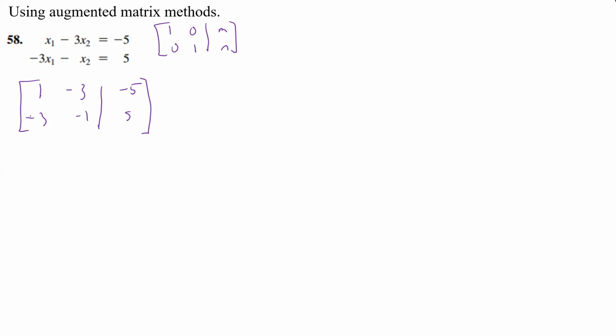So first things first, we need a 1 here, and then everything below that needs to be a 0. So if we take 3 times row 1, add it to row 2, and that's our new row 2, we get the next part. So we have 1, -3, -5. Now 3 times that plus that is going to give us 0. 3 times that's going to give us 9 minus 1, which is 8... no, -3 times... that gives us -10. And then -15 plus 5 gives us -10.